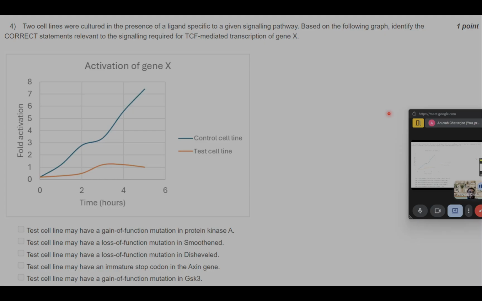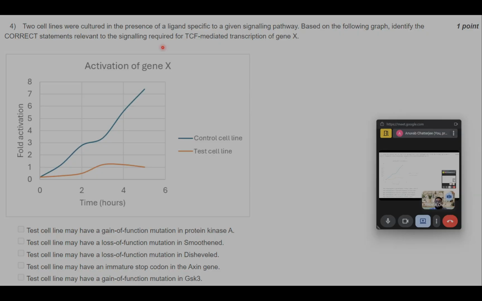Going forward, here is the next question. Two cell lines were cultured in the presence of ligand specific to a given signaling pathway. Based on the following graph, identify the correct statements relevant to signaling required for a TCF mediated transcription of gene X. So this is the graph. We see that in the control, with the ligand being added to the culture media, the control cell line shows more and more activation of gene X, whereas the test never shows any activation. So what might be the reason? That is the question we are being asked.